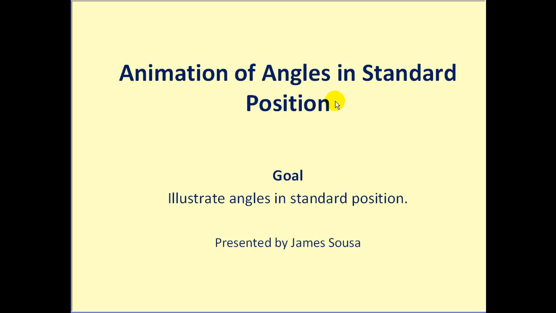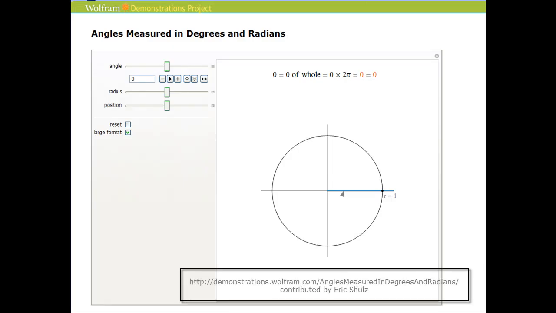Welcome to an animation of angles in standard position, and the goal of the video is to illustrate angles in standard position. Remember, if an angle is in standard position, the initial side of the angle is on the positive x-axis, and as we rotate the terminal side of the angle counterclockwise, one revolution would represent 360 degrees.